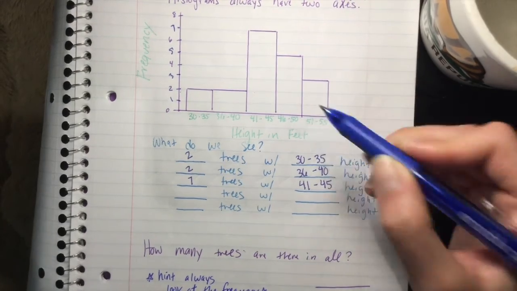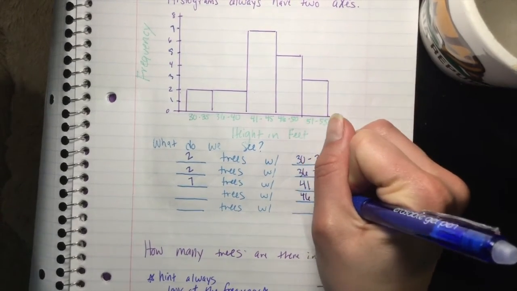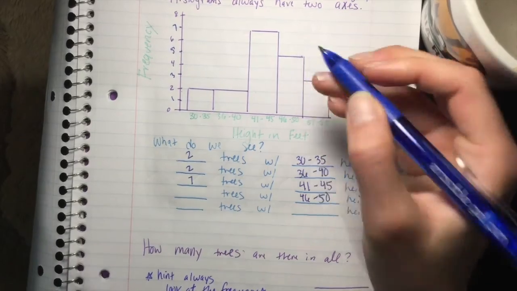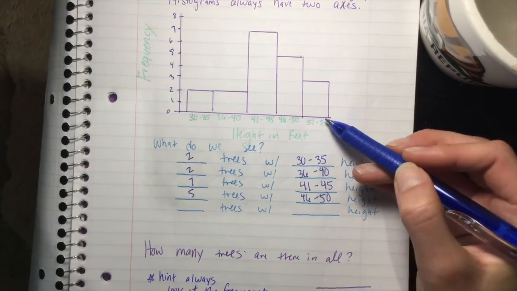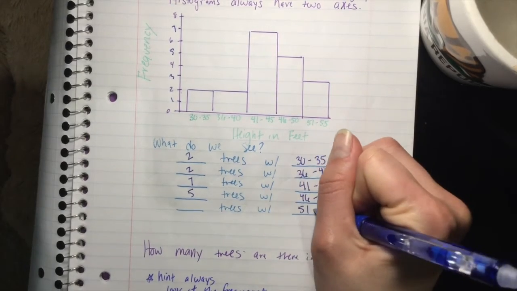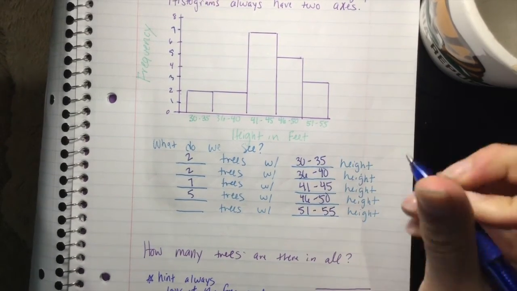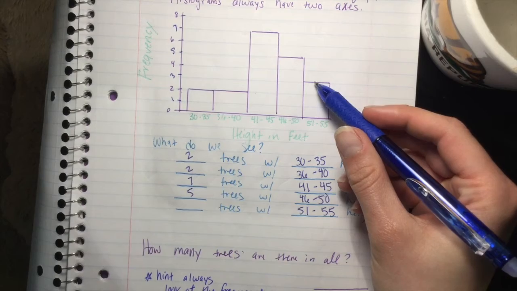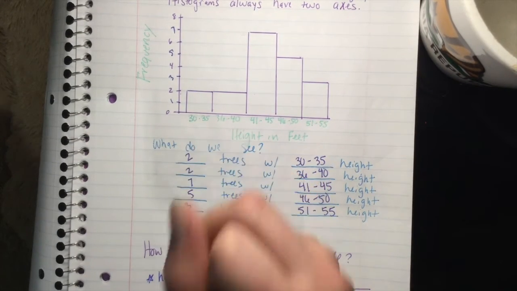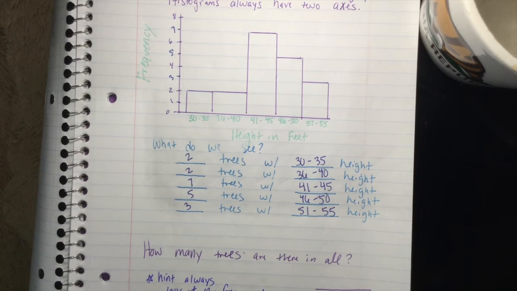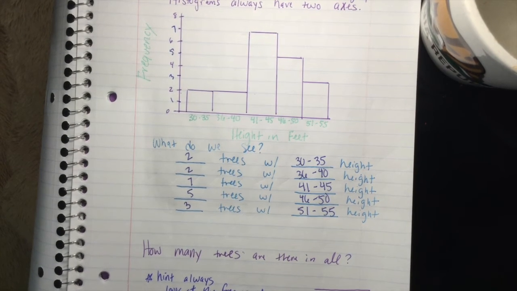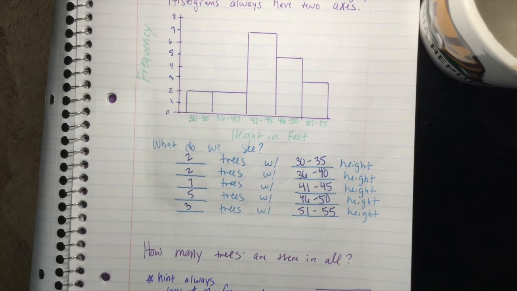Okay, and then displaying from 46 to 50 feet, that is 5 trees. And from 51 feet to 55 feet is 3 trees. So that's kind of how frequency tables work and how you can interpret the histogram graphs.